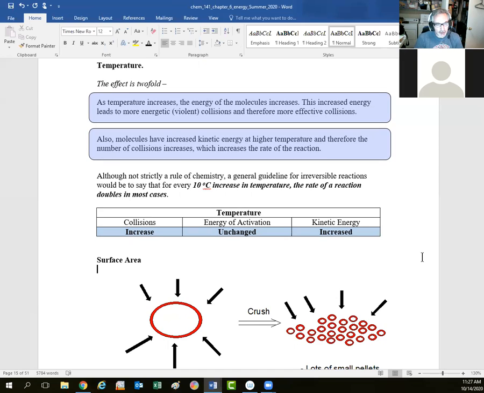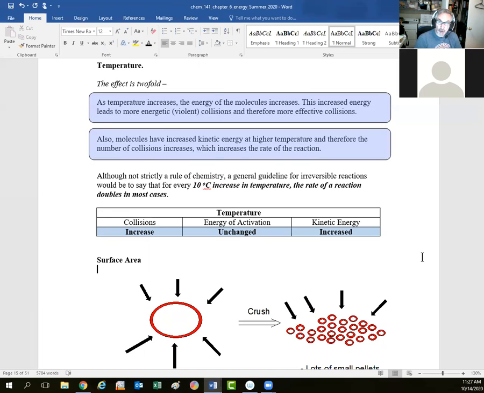So if we had a reaction at room temperature, 20 degrees, which took an hour, and we increased the temperature to 30 degrees, that would double the rate of the reaction. So the reaction would take half the time, just half an hour. If we increase the temperature again to 40 degrees, then we double the rate of the reaction again. And so half the time of the reaction, it would only take 15 minutes.